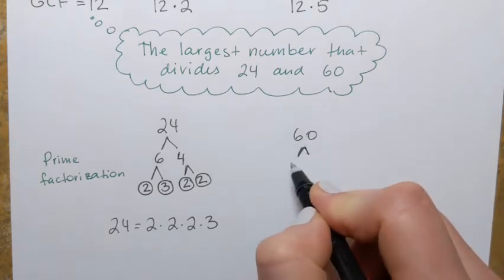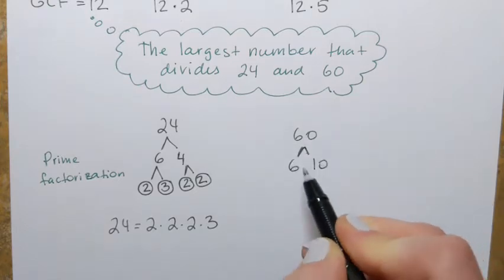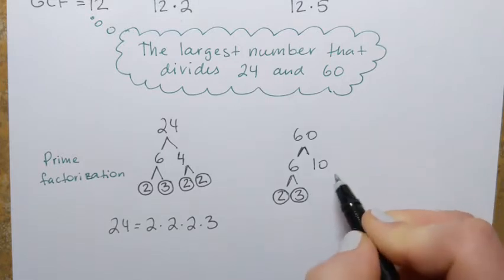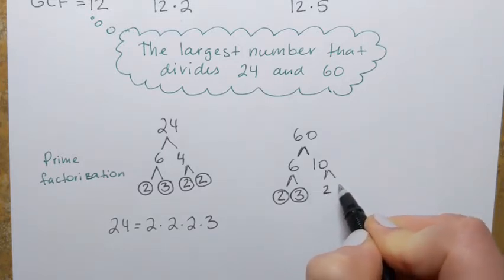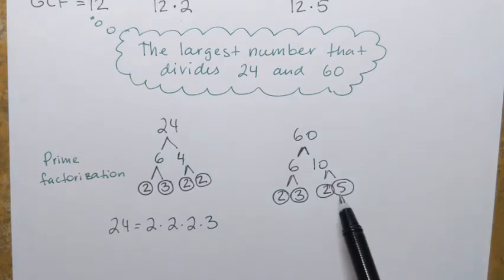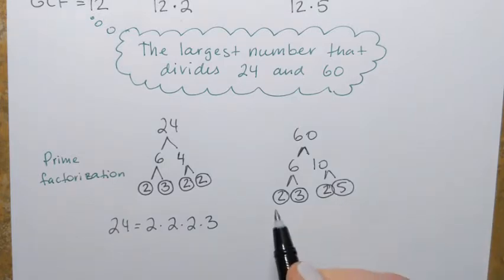So let's do 6 times 10. Now, each I can split up, right? 6 is 2 times 3. Now, those two are primes. I cannot split them any further. I'm going to circle them. And 10 is 2 times 5. And again, these are also primes. I cannot split them further, so I'm done.